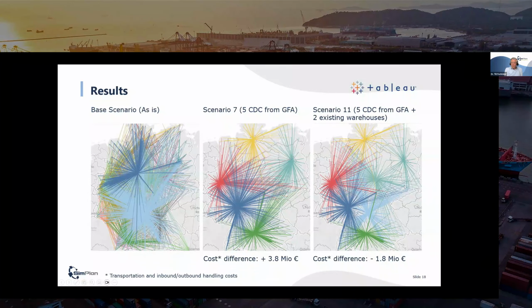And in the third example, we have 5 CDC from the GFA plus 2 already existing warehouses. The first one is located here and the second one here. And in this case, we get the already mentioned saving of 1 million euro regarding transportation costs. So this was the variant that the customer is further evaluating to change his distribution network. So let's have a look at the model itself.